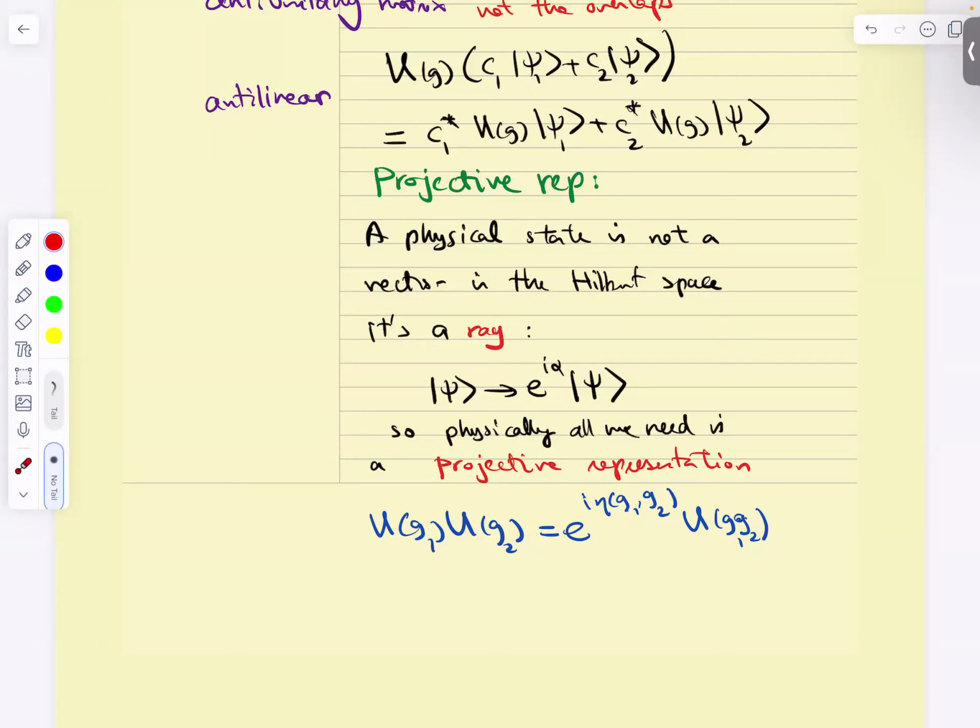As a matter of fact, it never is unitary. For those of you who know some group theory, but yeah. Good.